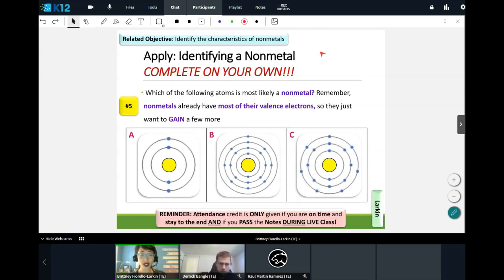Question number 5. This one is a complete on your own, so please don't put answers in the main chat. But just to help you out again, this is very similar to our previous problem. Which of these following atoms is most likely a nonmetal? Again, nonmetals want to gain more electrons because they already have most of their valence electrons. So we're looking for the atom that already has 5 to 7 outermost electrons. So that's a hint based on what we just worked on to help you out.